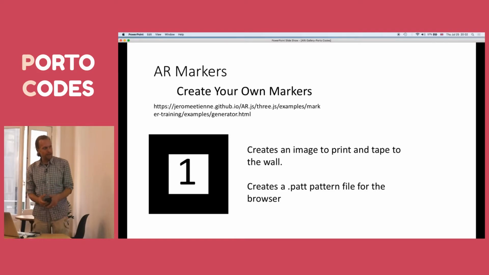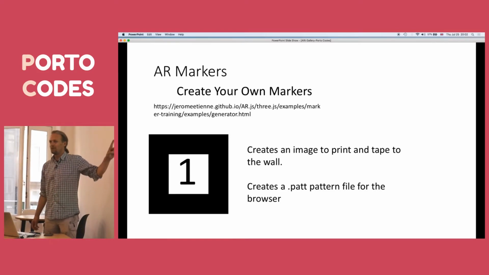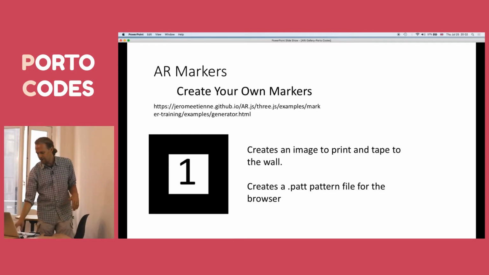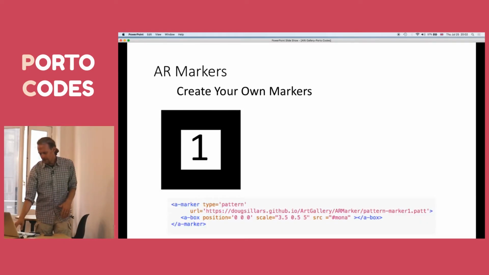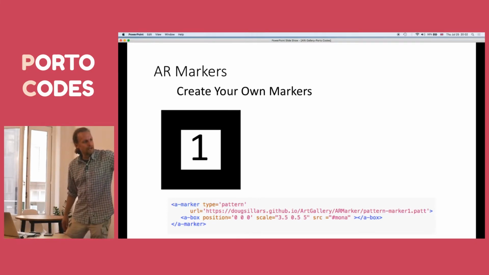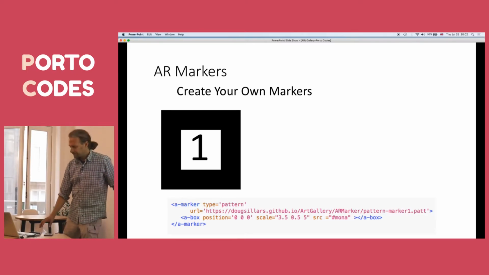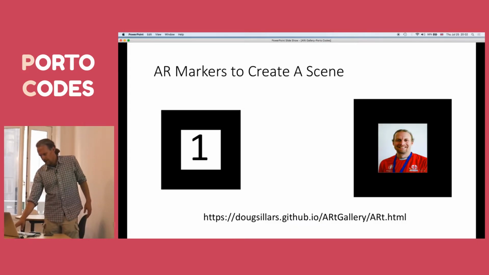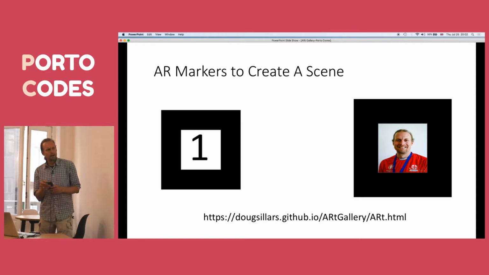I'm super not creative, so I created a bunch of these. I just opened up Word, took 72-point font, and made a 1, 2, 3, and 4 because I'm not super creative. But then what you do is you have a marker and you say, when you go to this web page, show the Mona Lisa if you see number 1. All right, so if we go to this web page, it's case sensitive, so you have to do the art.